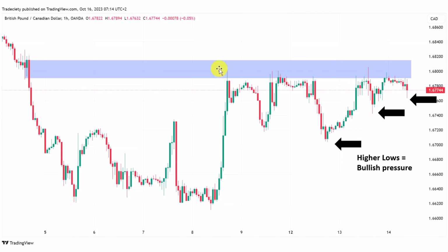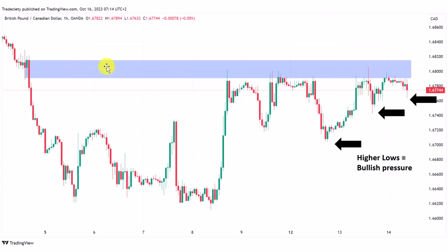Whereas previously the market moved into the level, sold off, moved into the level, sold off stronger, now the market came back to the level and sold off less strong. And here even more, the effect is even more pronounced. The market moved into the level and then sold off only a little bit. This is pointing to a lot of bullish pressure that is building here underneath the supply area.